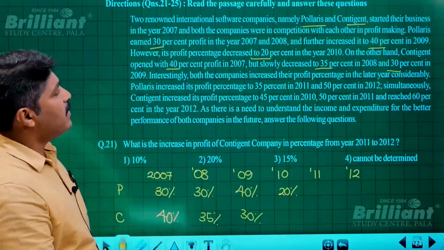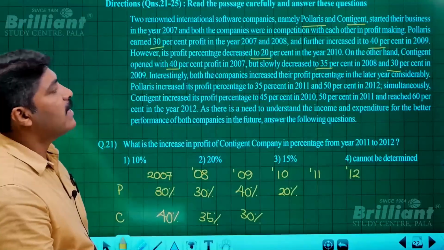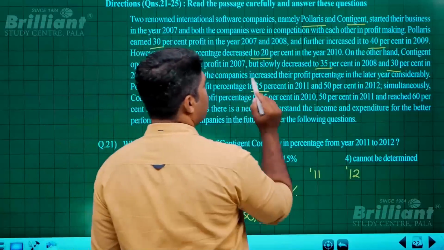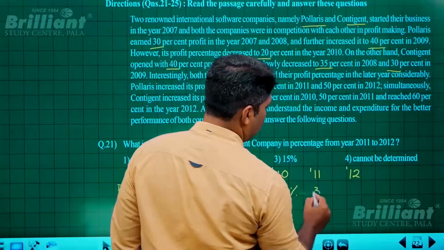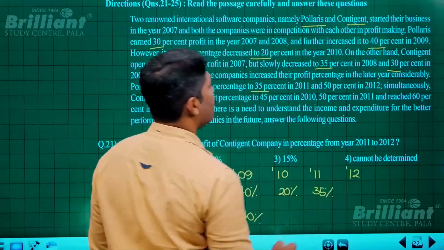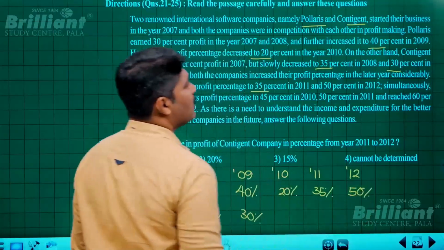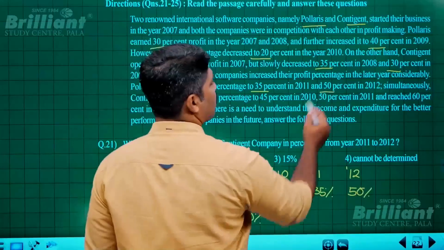Interestingly, both the companies increase the profit percentage considerably in the later years. Polaris increased its profit to 35% in 2011 and 50% in 2012. Correct?